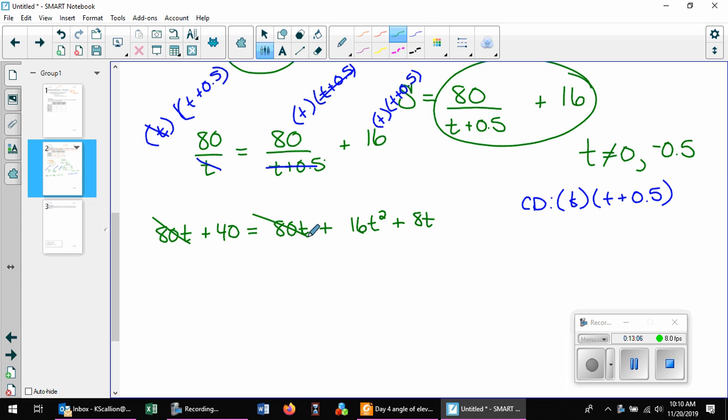I mean, I'd be subtracting 80t from this side, subtracting 80t from this side, and I'm going to get 0. And normally I tell you to combine these two and get 88 and then take your 80 away, but I think where it's glaringly obvious, one on either side, I can just cancel it out. So I'm going to have 0 on this side, I'm going to have 16t squared plus 8t minus 40.